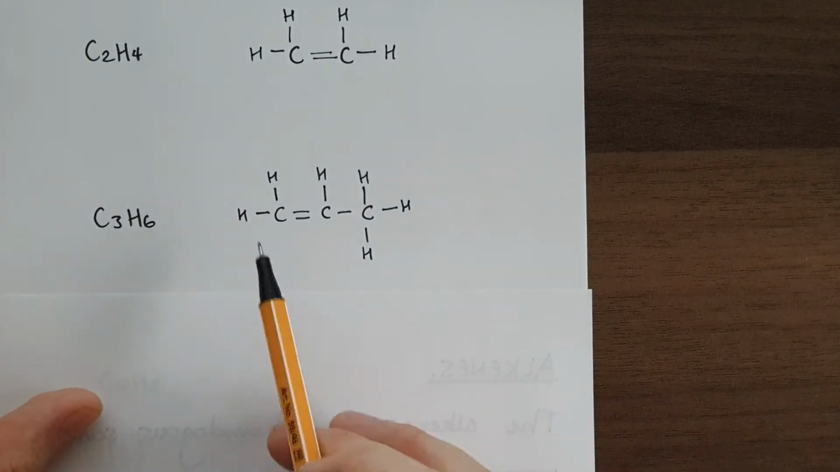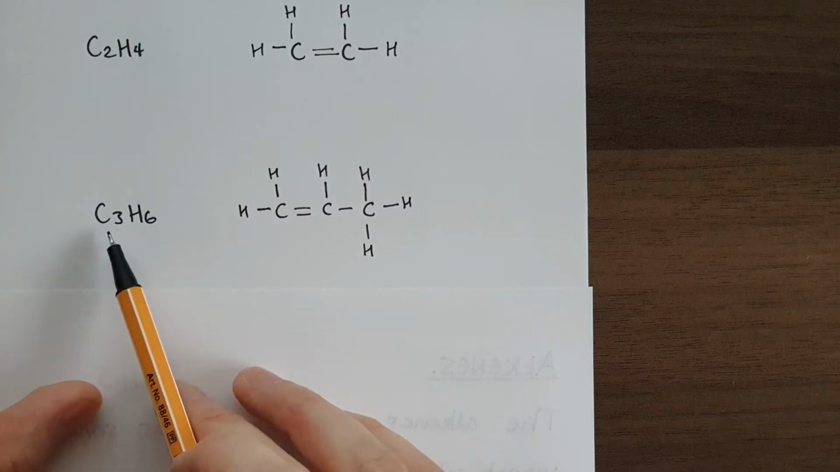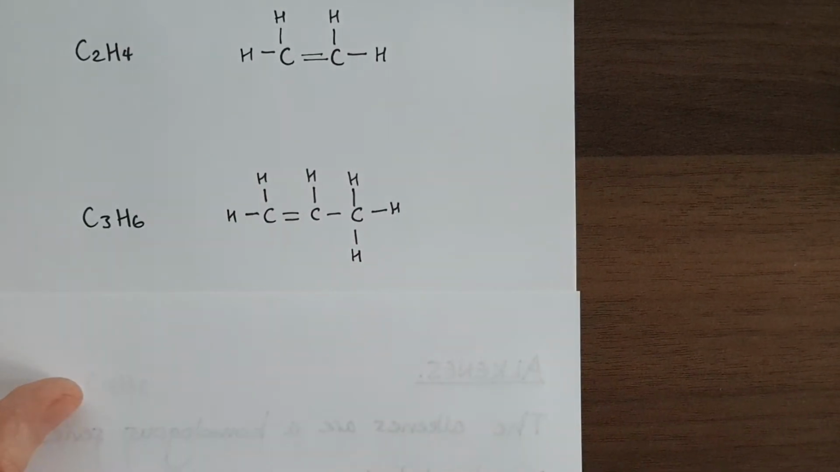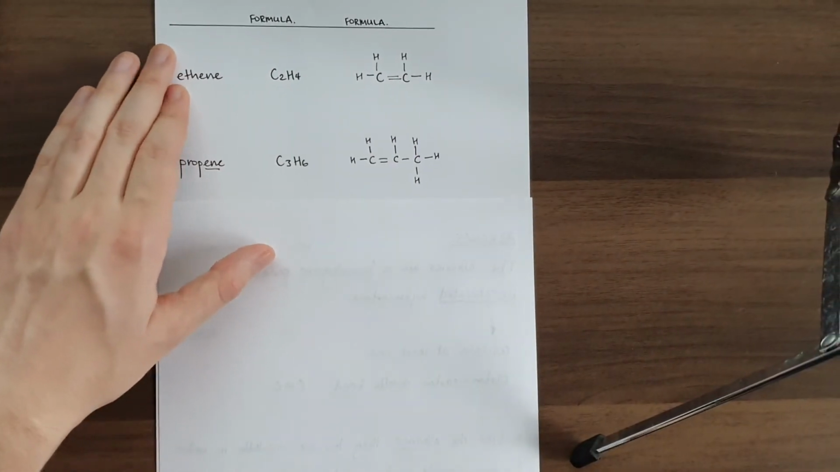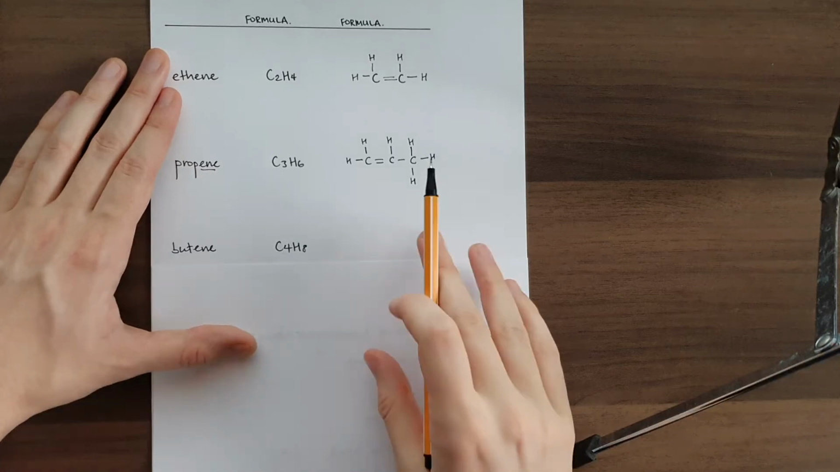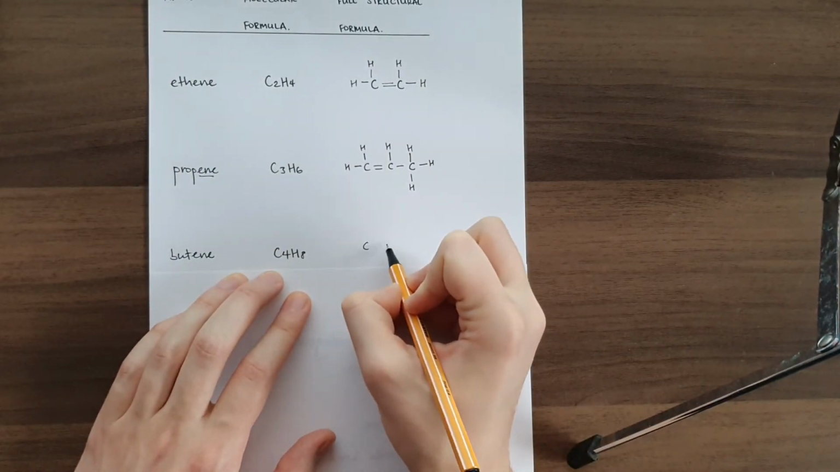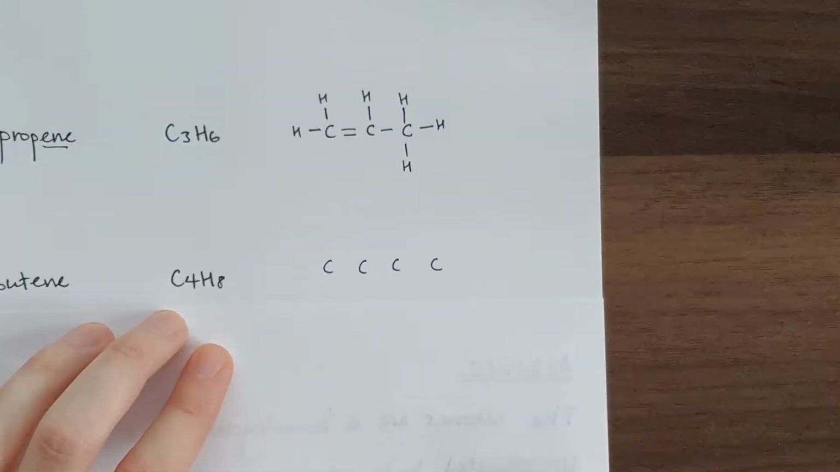But just to make sure, it says in the molecular formula we need 6 hydrogens for every 3 carbons in propene. 1, 2, 3, 4, 5, 6. So we must be right. Okay, moving on then. Butene, which has 4 carbons. Let's see. Let's draw in our 4 carbons. And I'll just zoom in again.